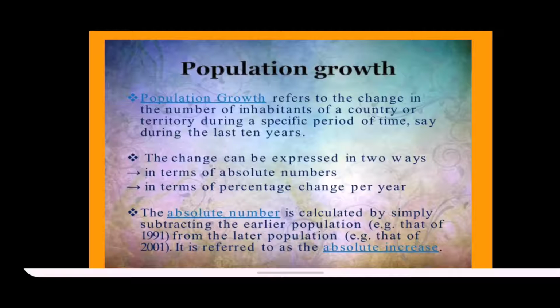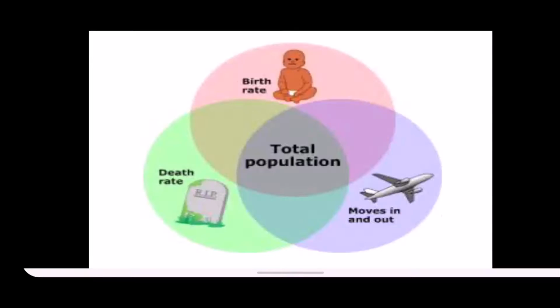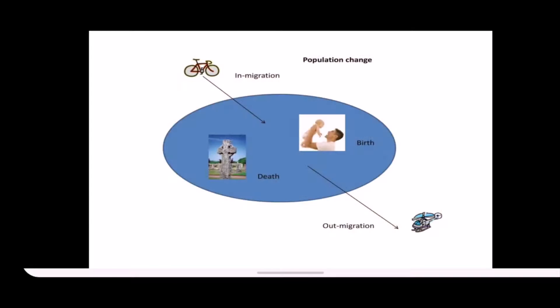Now let us see how we obtain population change in a place. When you look at the total population, it refers to the birth rate, the death rate, and people moving in and out. Population change can be obtained by the number of births plus the number of in-migrants, minus the number of deaths plus the number of out-migrants.